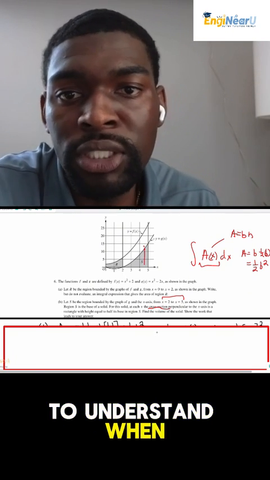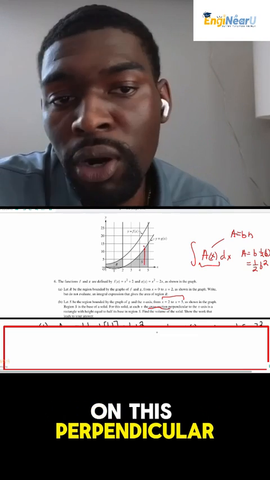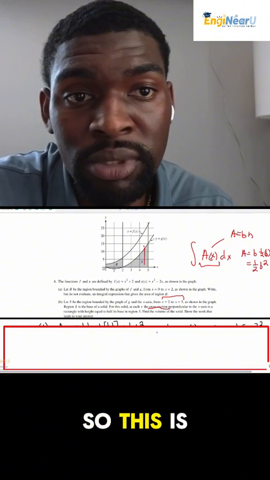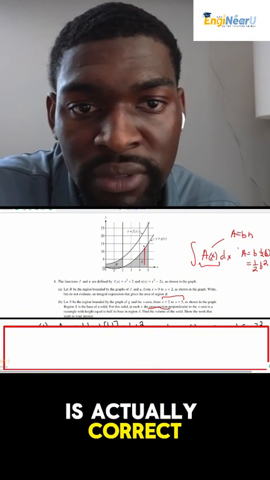Now, we have to understand when things are in terms of x. It's always really based on if it's perpendicular. You all did not have to learn shell method in the AP Calculus course. So it's going to be perpendicular, so this is in terms of x. So everything that I wrote out here is actually correct, and we won't have to change anything.